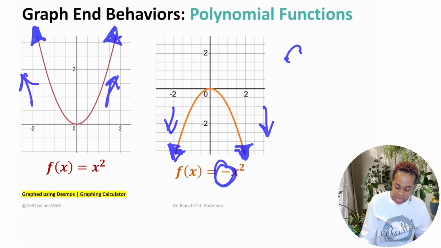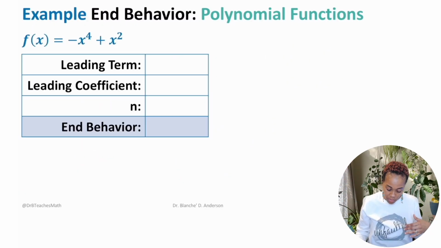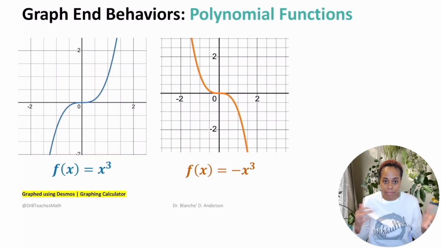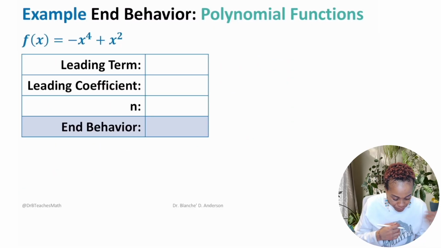But that's when you have an even degree. That's when you have an even degree, same direction. And then when you have an odd degree, opposite directions. I hope this is making sense. Let's do some.